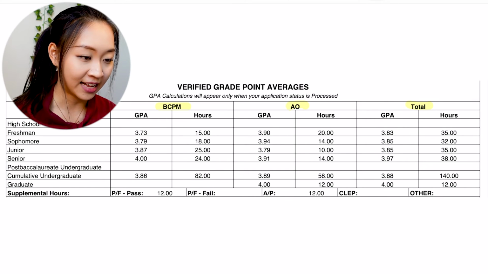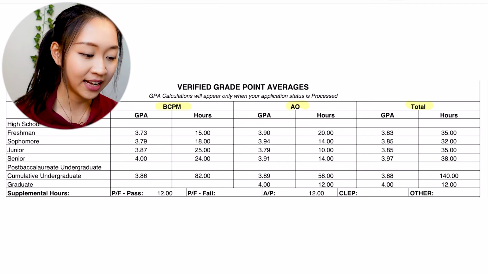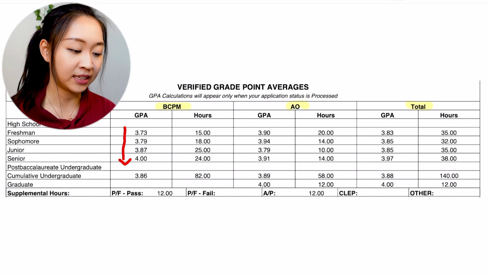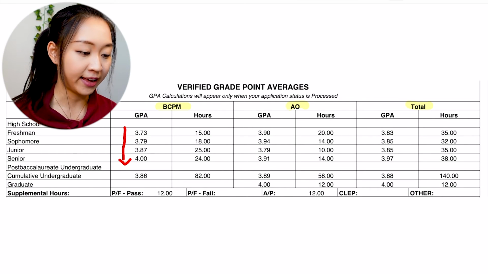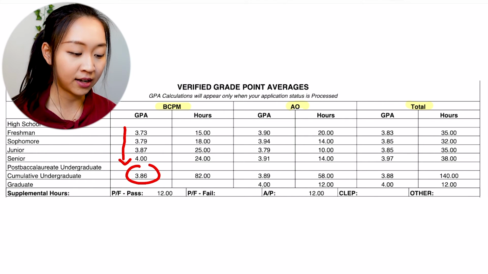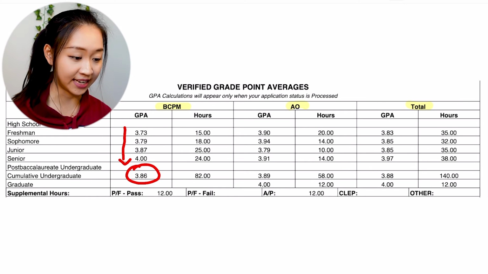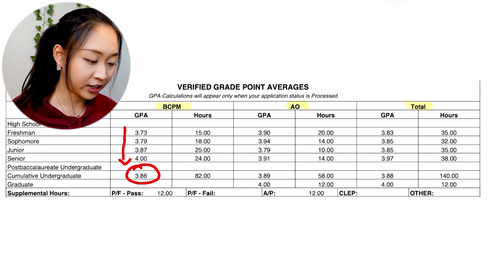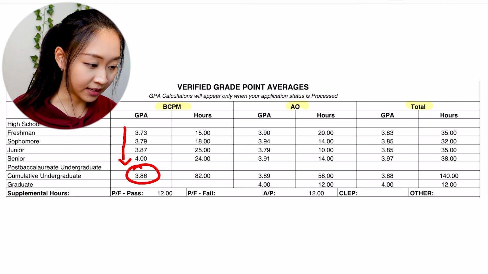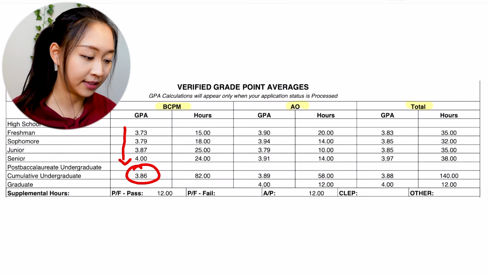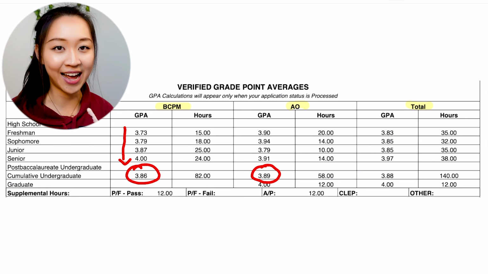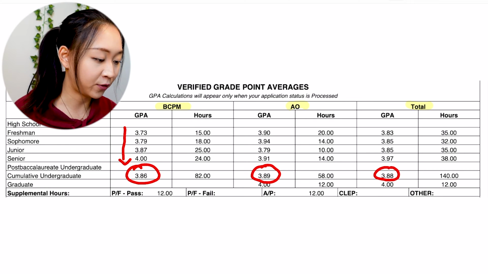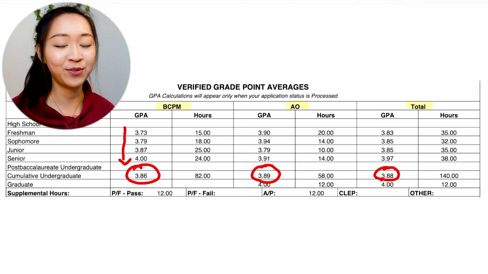Freshman year, I had a 3.73 science GPA, and sophomore year it improved slightly, junior year even more, and all the way to senior year. I actually got a 4.0 for my science GPA, and that gave me a cumulative science GPA of 3.86. And all other GPA, so it looks like from freshman, sophomore, senior year, it was all around 3.9, and added together, the cumulative GPA was 3.89 for all other non-science courses. The total GPA would be 3.88, and 4.0 for graduate classes. That's where I took all of the classes to get my teacher credentials.